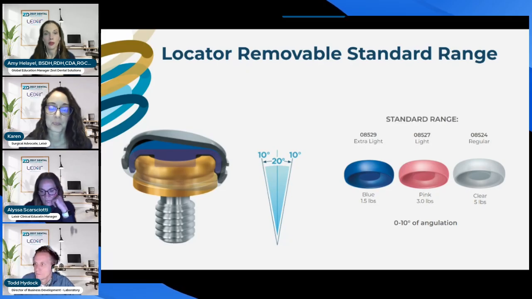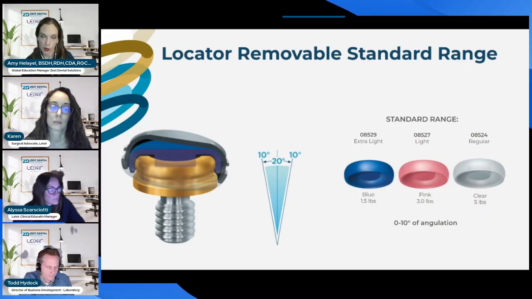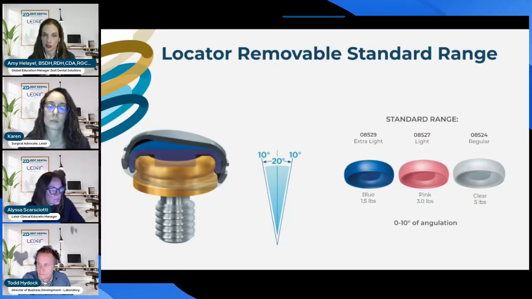Locator inserts come in 3 different retentive values. You have your blue, pink, and clear, basically low, medium, and high, or 1.5, 3, and 5 pounds respectively. I always recommend we start with the lowest retentive value, because you can always go up. It's harder to go back down. If you start your patient with the strongest and they say, "Doc, I want something a little bit tighter," or they just feel they need something tighter, we really don't have anywhere else to go. So we recommend always starting with the lowest, the blue, and working your way up, but ensure that you're using the proper angulation insert, because that'll affect it as well.